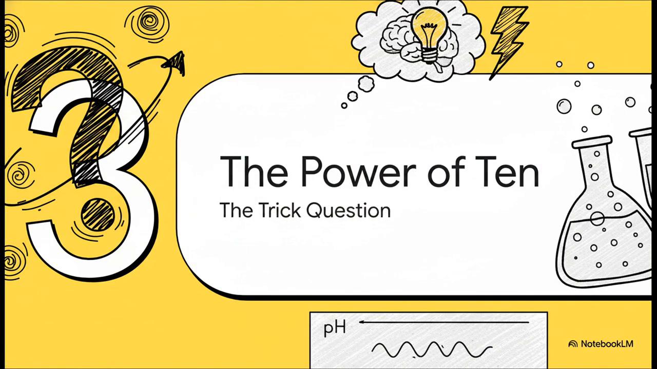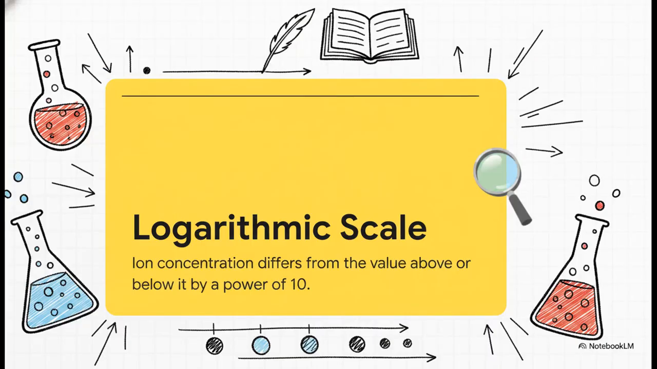All right, Section 3, the power of 10, the trick question. Listen up closely right now, because this is the exact spot where students always get tripped up on the exam. So the pH scale was actually suggested way back in 1909 by a Danish chemist named Søren Sorensen. He realized we needed a much better, more accurate way to describe acid concentrations. The trick here is that the pH scale isn't just a standard, simple ruler, it's a logarithmic scale.